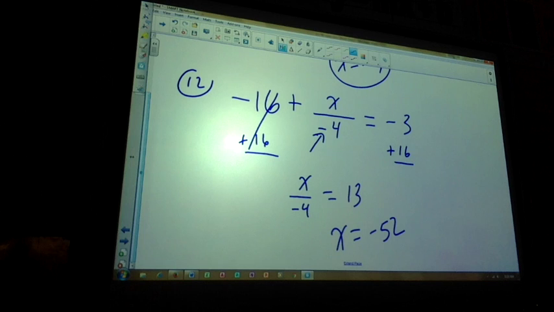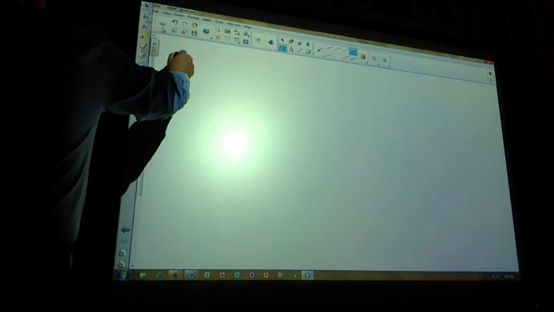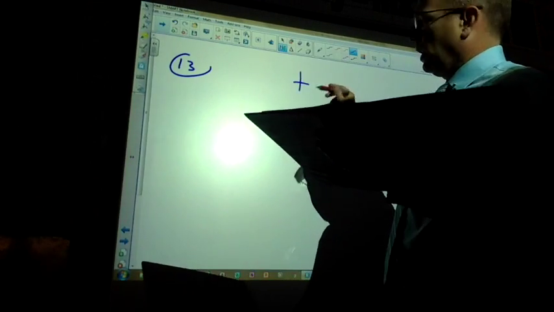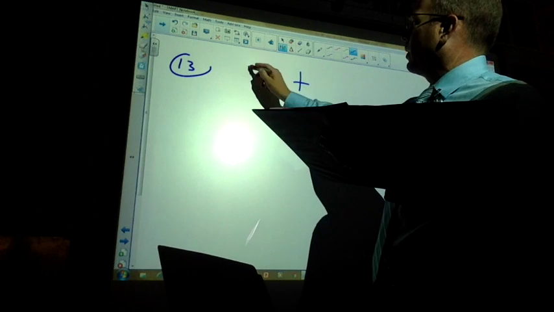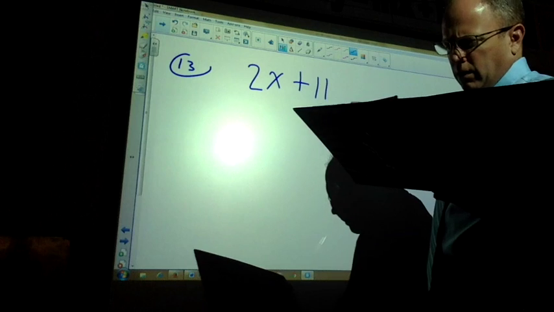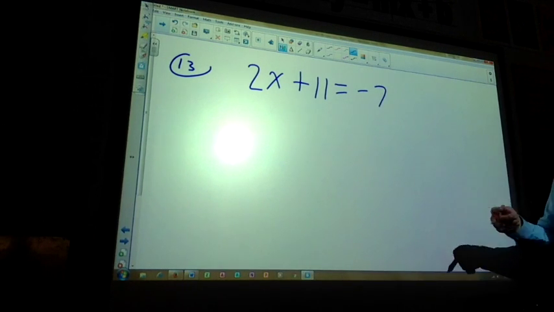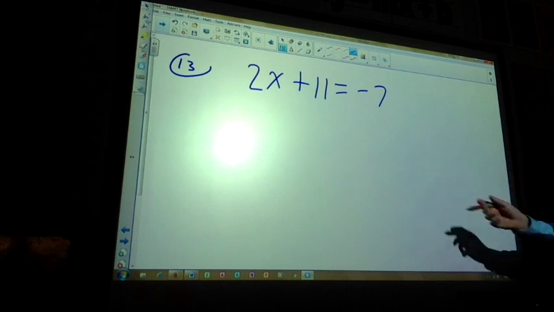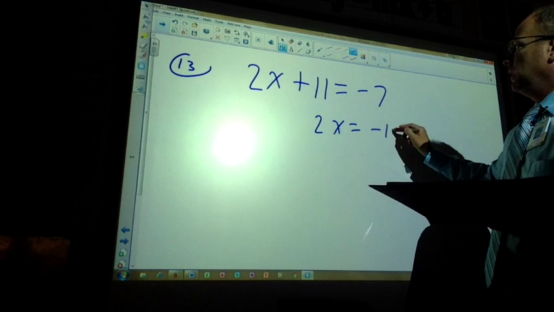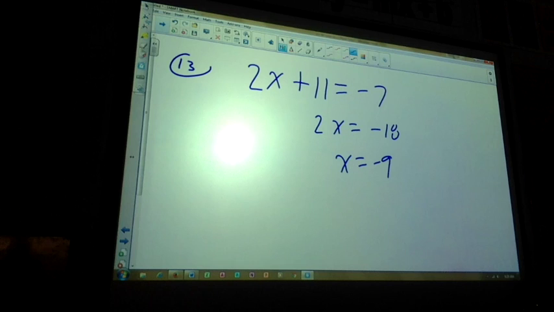Sure. 13, the sum of 2 times a number and 11 is 7. So the sum meaning it's going to be plus, of 2 times a number and 11 is -7. 2 times, so doubling the number. So subtract 11. That's going to give you what? -18. Divide by 2. I'm just kind of trying to hurry through it.